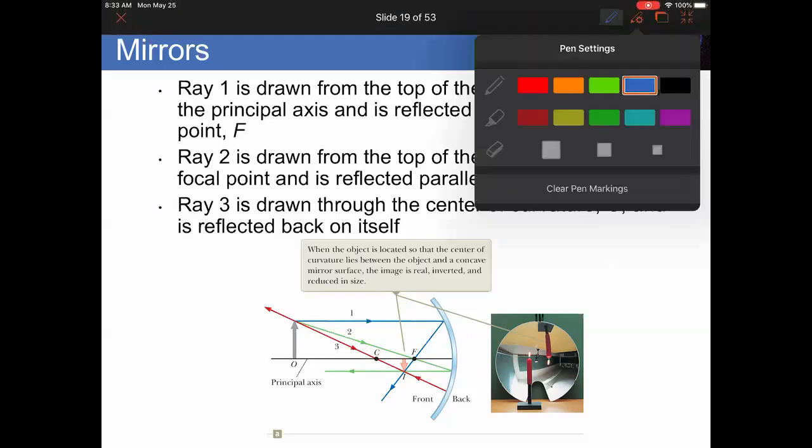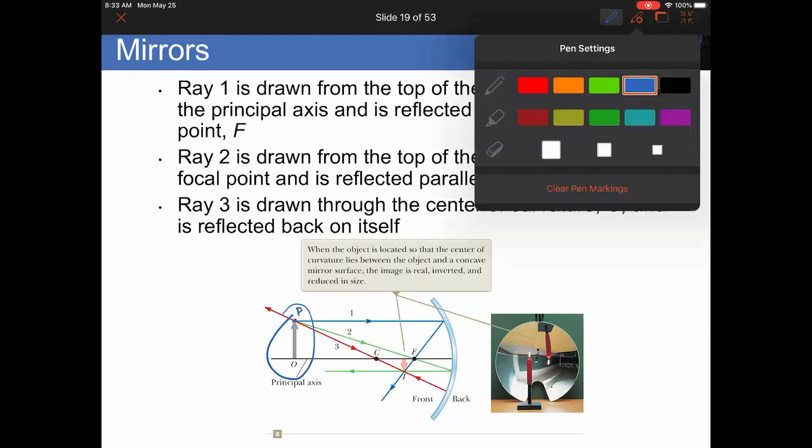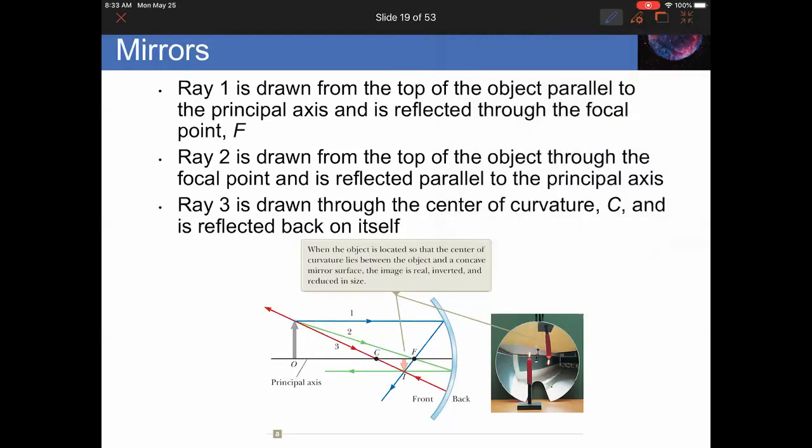So this is our object. When you take the tip of the arrow and you find the image, you're basically finding the tip of the arrow of the image. So it will tell you if the image is upright or inverted. So let's say we are using this point, let's say point P, to find the position. All right, so that point P is used as the position of interest.